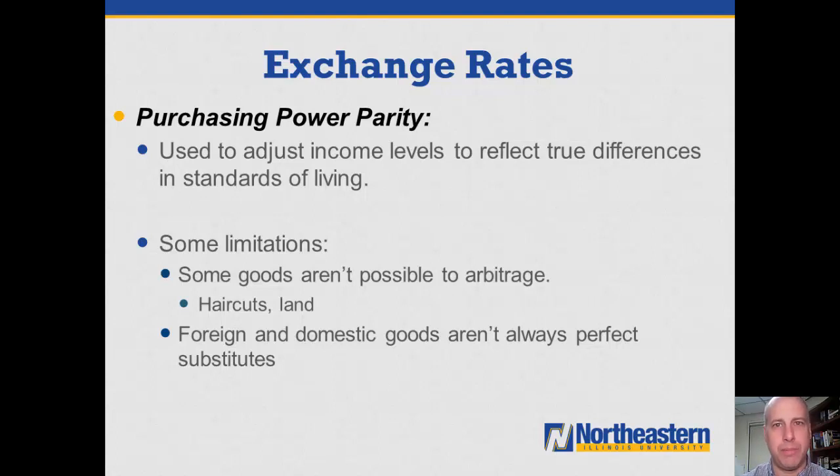Also, a haircut, you can imagine, is the classic example of a non-tradable good. Somebody in Australia can't get their haircut and then trade it to me. Also, it's important to note that foreign and domestic goods aren't always perfect substitutes in the bundle, and so measures of purchasing power parity are not always enough to account for differences between nominal and real exchange rates.